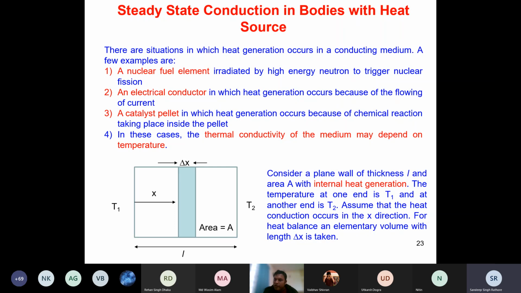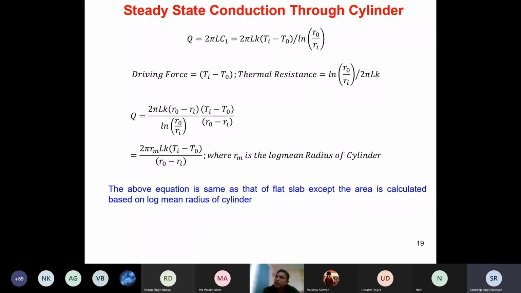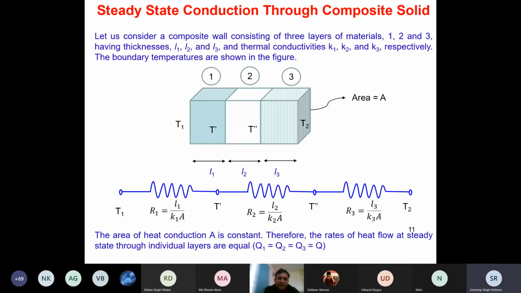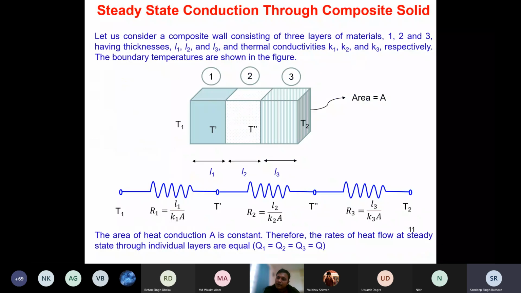Correct. So there we have looked at the example of a slab, and in this flat slab the cross sectional area is not changing and therefore no shell balance is required, and we directly obtain the temperature distribution across the flat slab. That is what we have done, isn't it?